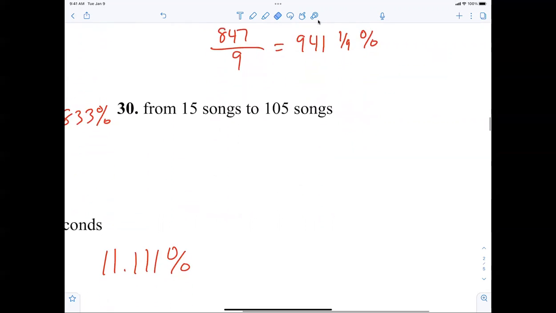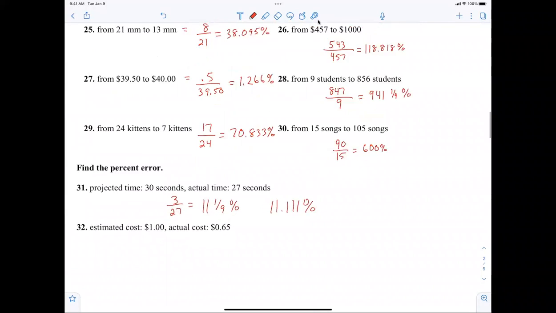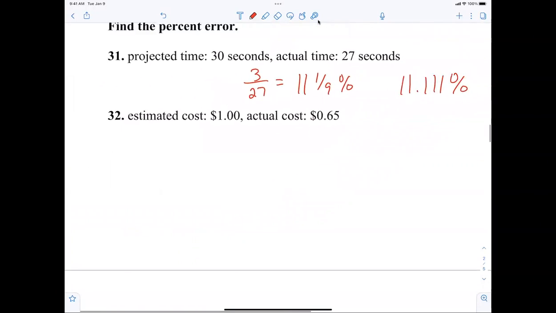Miss London, go. Okay, so you have 90 over 15, and then that would be 600. There you go, girl. Thank you. 600%. I'm good with that.